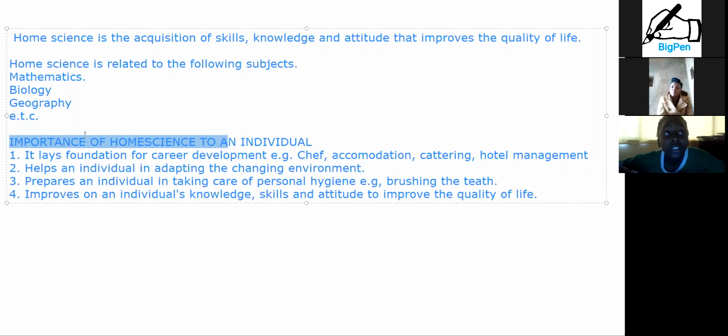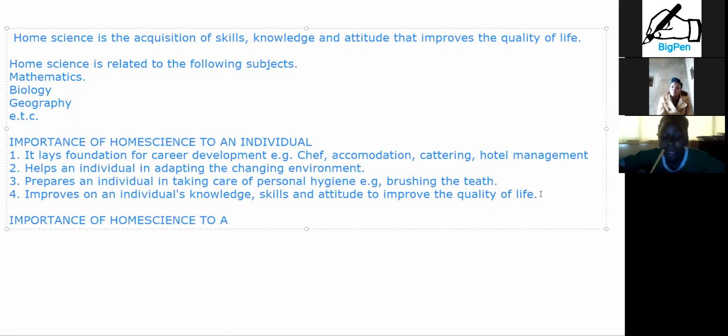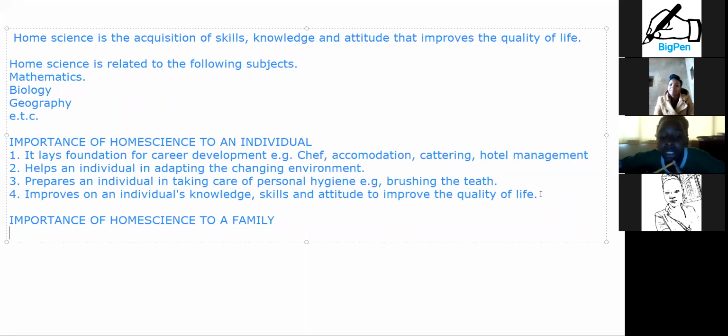Planning and serving nutritious food. Yes. Serving nutritious food to meet the needs of individual family members. You are saying? Serving nutritious foods to meet the needs of an individual or family members. Very good. Okay. Another one.